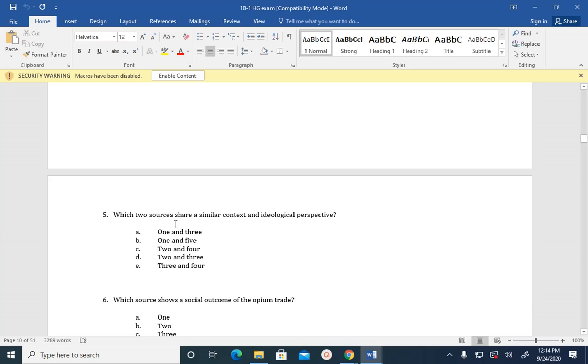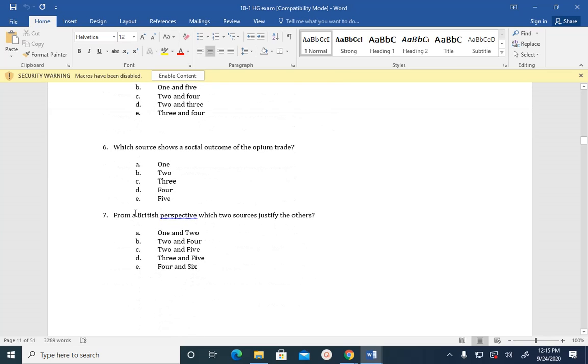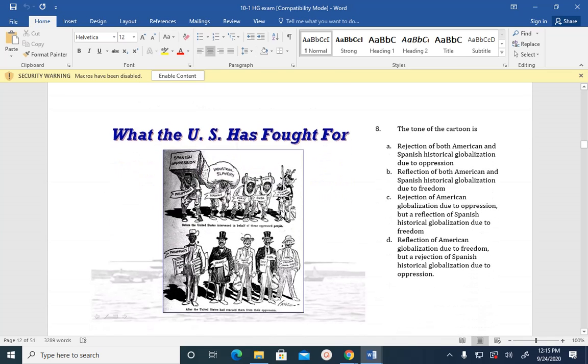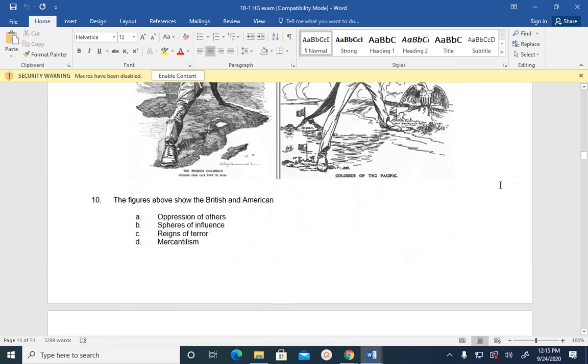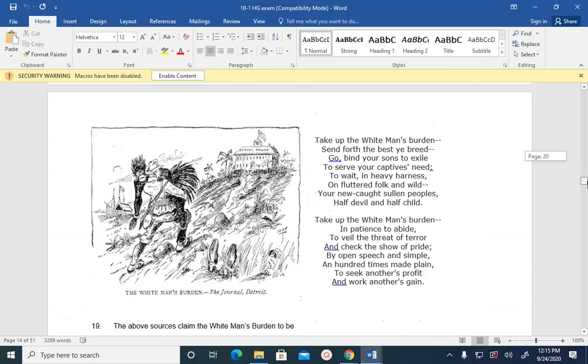But then you might have to look things over and say, okay, which sources have a similar perspective, similar context? Which one looks at a social outcome of opium trade? Not an economic outcome, but a social problem. So society's breaking down. Which one shows a British perspective? So, lots of sources that we could give you on this unit as part of the test as well.